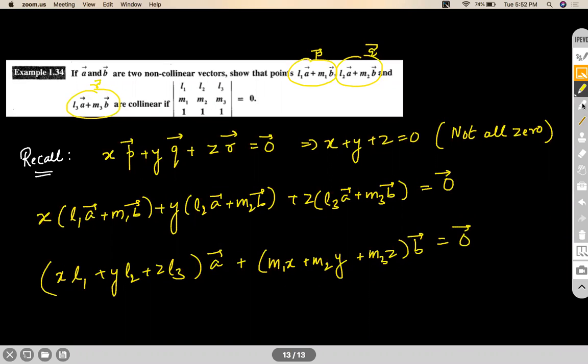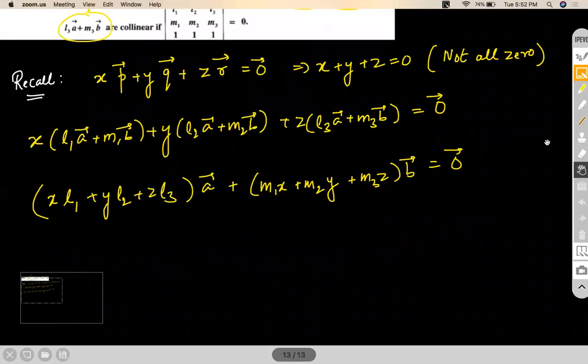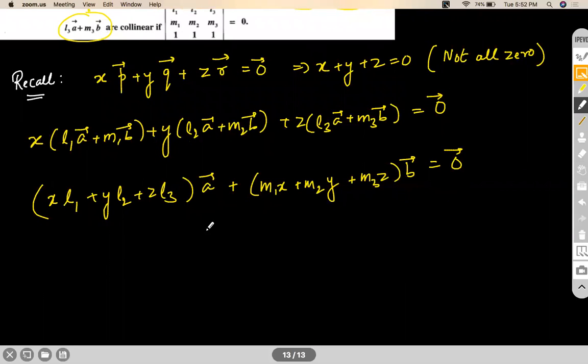Now it has been specified in the question that A and B are non-collinear vectors, meaning they are linearly independent. If they're linearly independent and you're trying to express a linear combination of 2 linearly independent vectors as a null vector, that would ultimately lead to these coefficients being 0 individually. Let me write in the same fashion as I've written on the top.